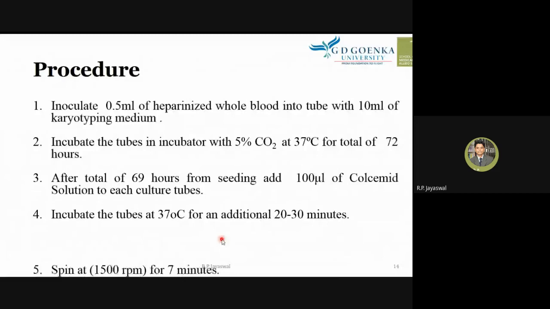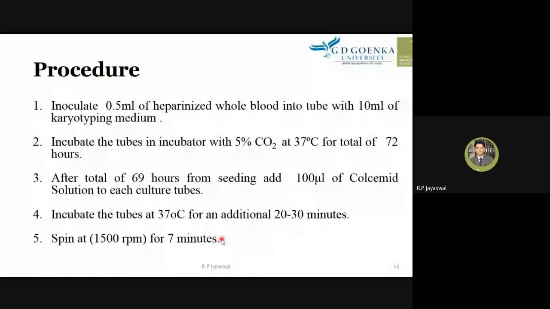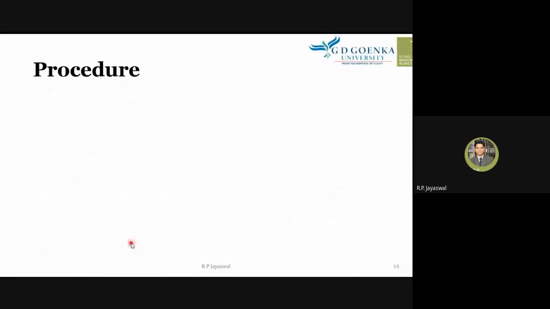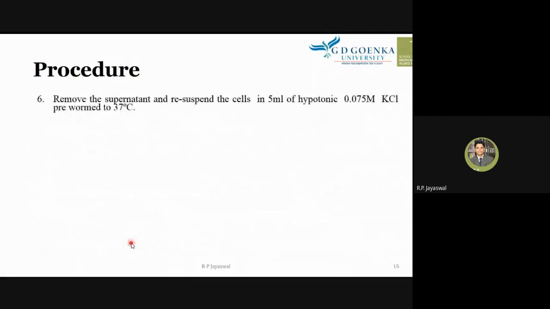Then we need to spin, means we need to centrifuge, at 1500 rpm for 7 minutes. So this is the centrifugation. Then after centrifugation, what do we get? We are supposed to get a supernatant. So we should remove the supernatant and resuspend the cells in 5 ml of hypertonic solution.